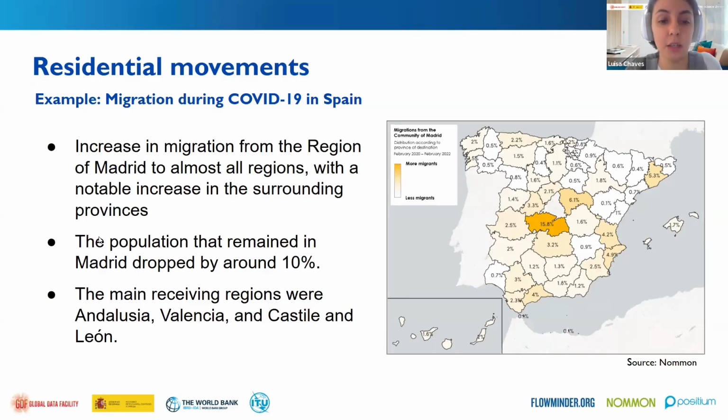Take Madrid as a case study. During the restrictions, the population remaining in Madrid dropped by around 10%, with a significant increase in migration from the Madrid region to almost all other regions in Spain, but especially Andalusia, Valencia, and Castilla y León.